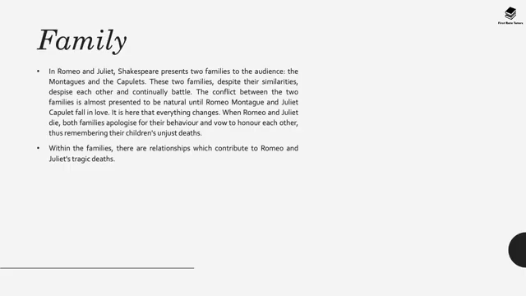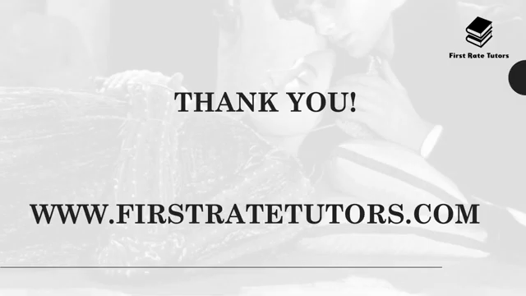The other theme is family. And in this play, Shakespeare presents two families to the audience, the Montagues and Capulets. And despite the similarities, they despise each other. The conflict between these families is almost presented to be natural until Romeo Montague and Juliet Capulet fall in love. And it's here that everything changes. When Romeo and Juliet die, both families apologize for their behavior and vow to honor each other, thus remembering their children's unjust deaths. And within the families, there are relationships that contribute to Romeo and Juliet's tragic deaths.